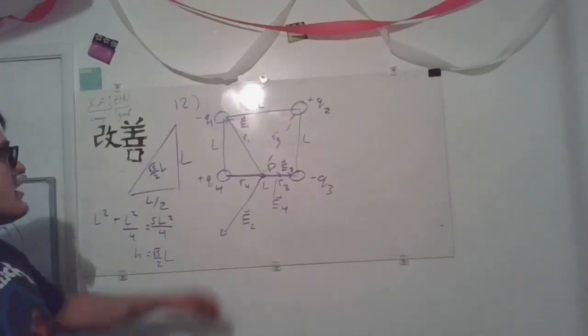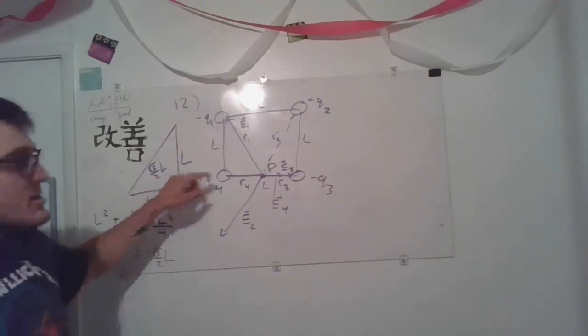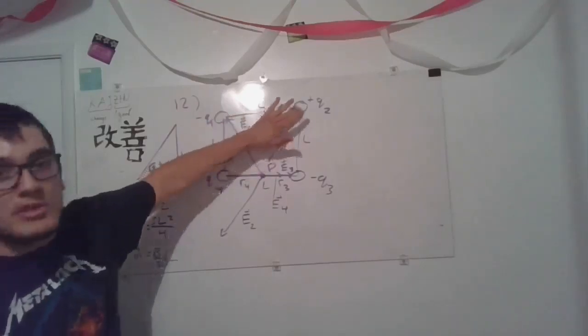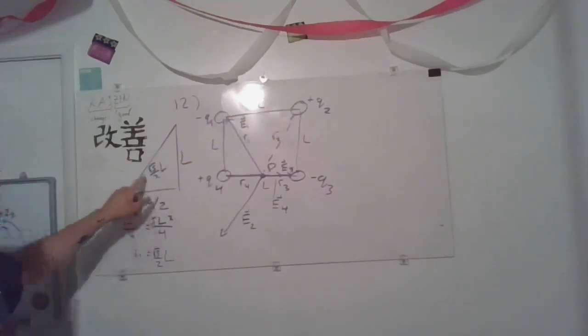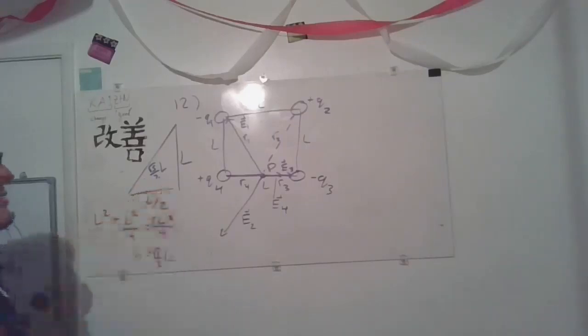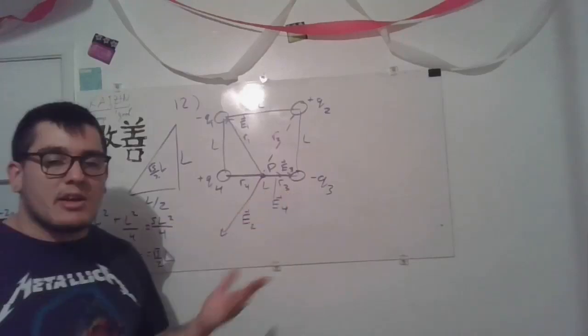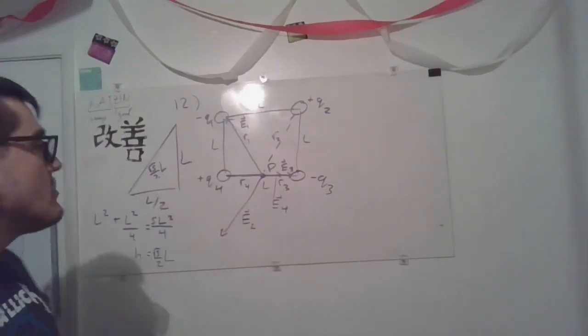Everybody follow with that one? This hypotenuse is radical 5 over 2 times L. And why do I need that? Because I need to know the distance from this midpoint to this charge, from this midpoint to that charge. It's going to be rad 5 over 2 times L. And then for these two charges, R4 and R3 is just L by 2. So that's pretty simple.